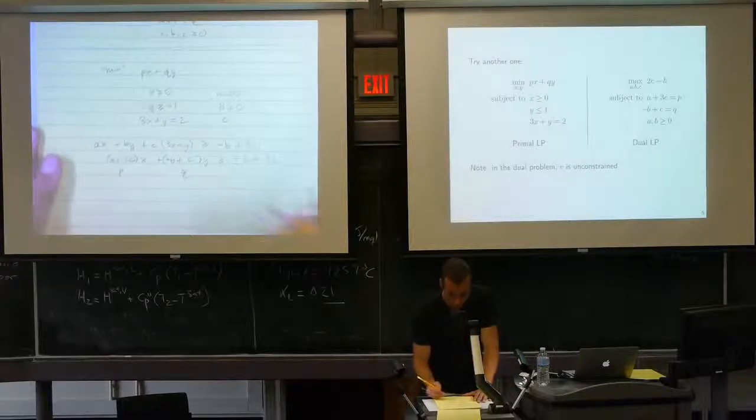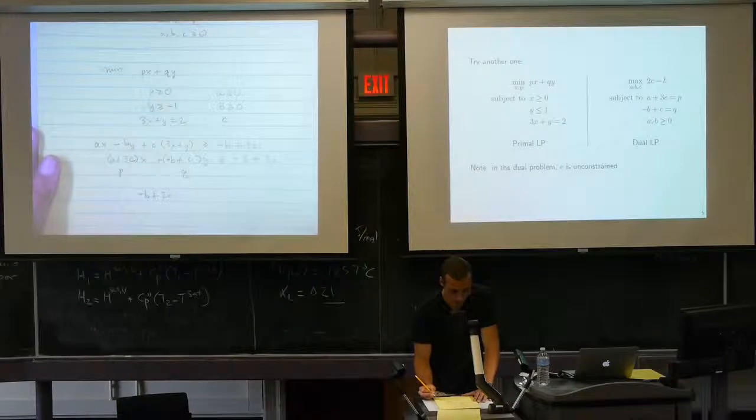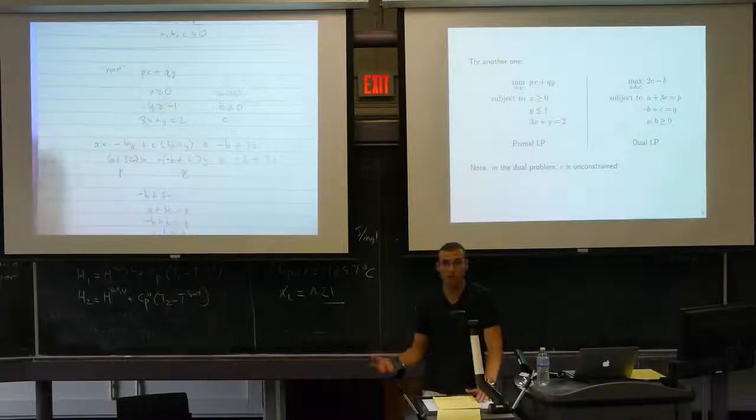So in other words, the lower bound is minus b plus 2c, and that's a valid lower bound for any a, b, and c that satisfy a plus 3c equals p, and minus b plus c equals q, and a and b are non-negative, and there's no constraint on c.